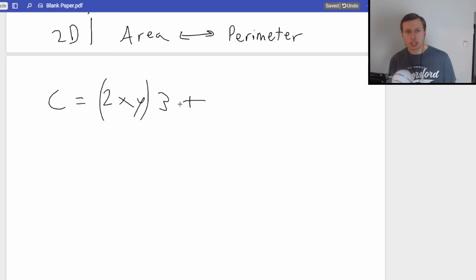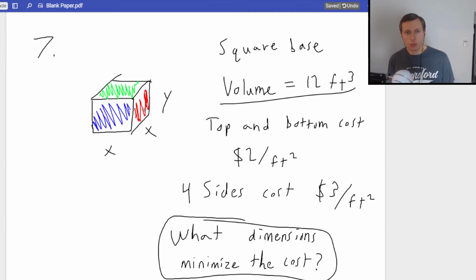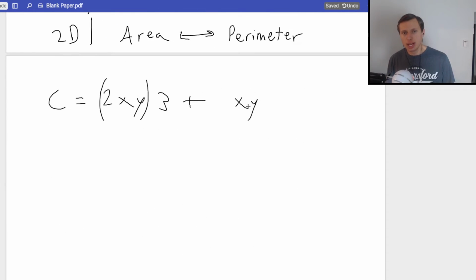So now plus, let's do the red next, the sides. What's the area of my sides? Notice the base is x, the height is y. So that area is going to be xy as well. And again, since there are 2 sides, it's times 2. And also, this is the sides, so that cost was $3 per square foot. It's identical to the front and back for this specific example. Not all the time, but for this example where we have a square base.